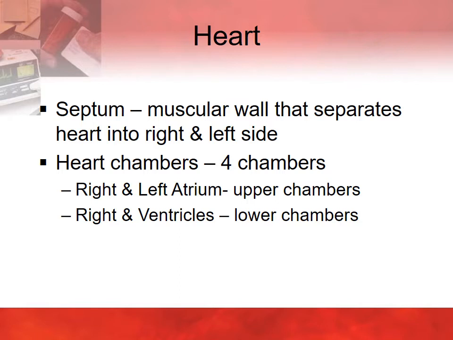The heart has four chambers. There's the two top chambers, which are the atria, and the lower chambers are the ventricles. And so if it's on the right side, it would be the right atrium, right ventricle. On the left side would be the left atrium and the left ventricle. Now, it's interesting to note the flow of blood through the heart, and we'll talk about that in just a second.